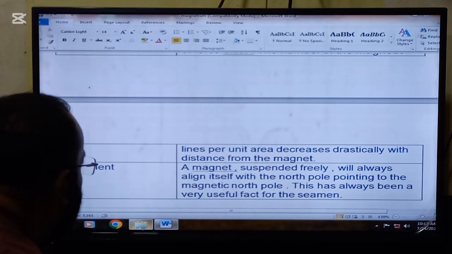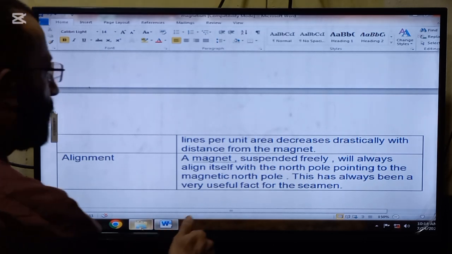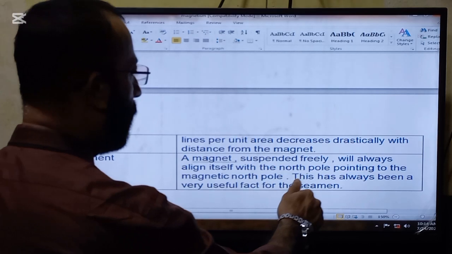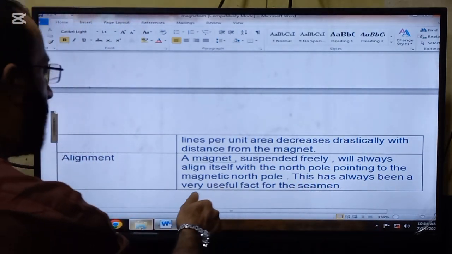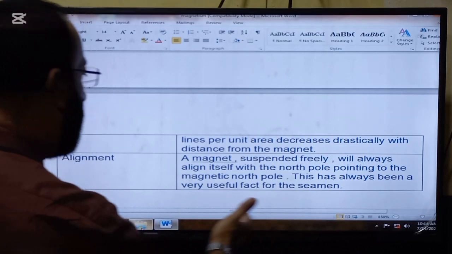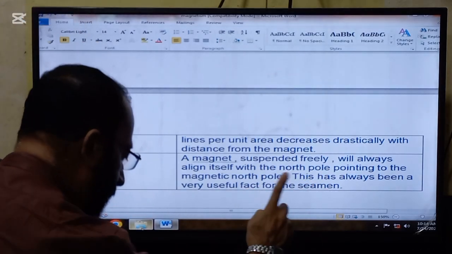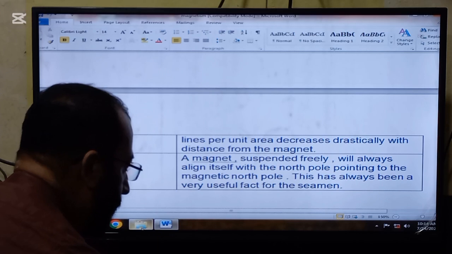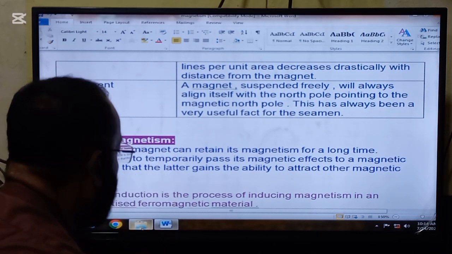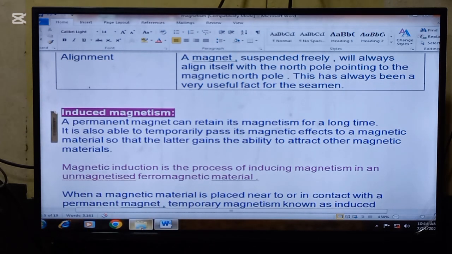The next thing that we are going to read is the alignment. A magnet suspended freely will always align itself with the North Pole pointing to the magnetic North Pole. This has always been a very useful fact for the seamen. So how do they find their direction in the open sea? So this is a very useful property.